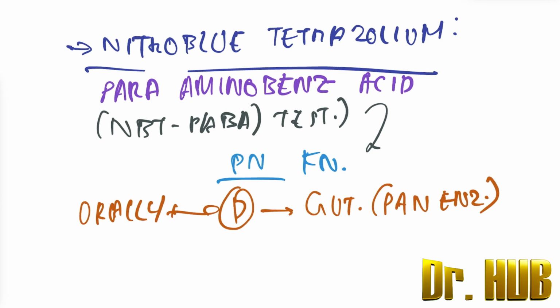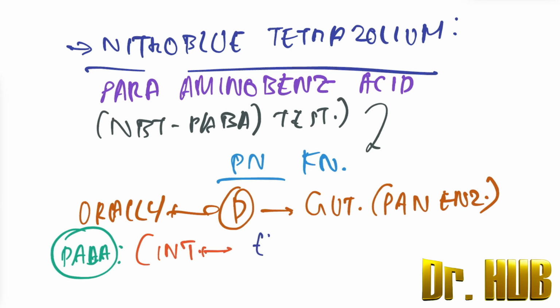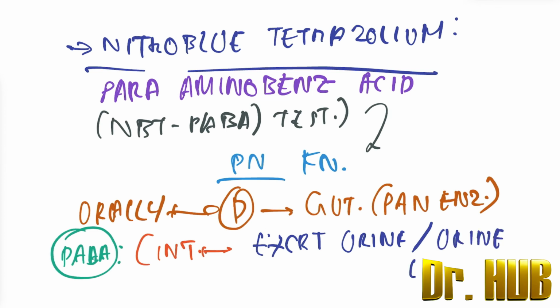The breakdown product is nothing but PABA. This is absorbed by the intestine and excreted in the urine, and the urine level is measured.